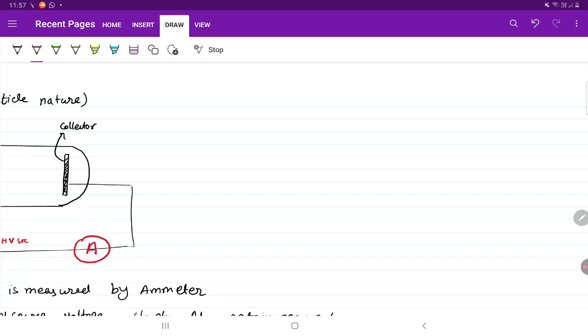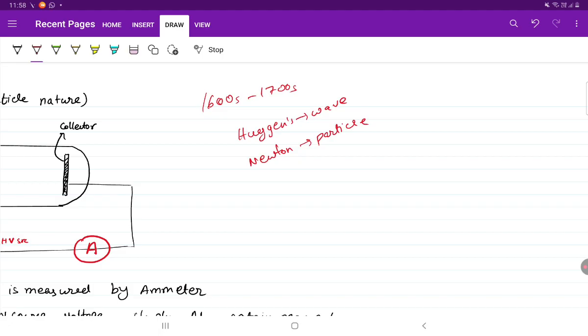History says that around the 1600s to 1700s, there was a debate between Newton and Huygens. Huygens said that light is a wave, whereas Newton said that light is a particle. During that time Newton had fame, and I won't be partial here, so I'd say that Newton's theory was taken as correct.